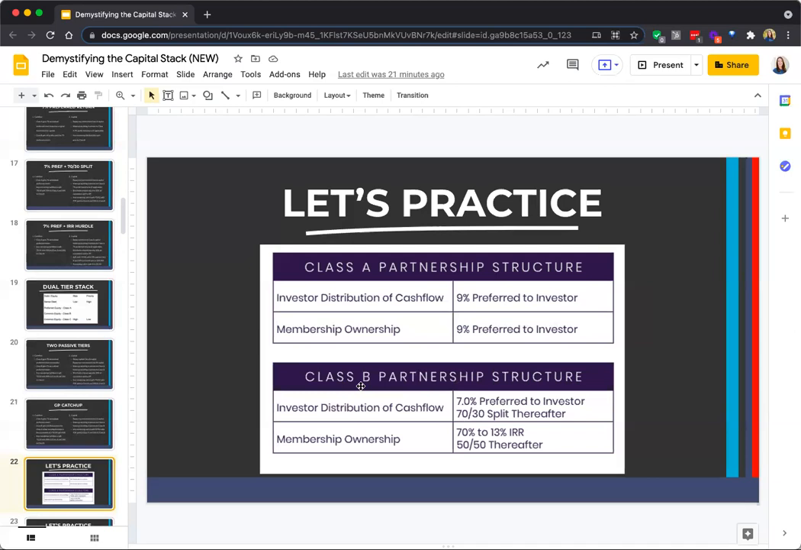Okay, Class B is a little bit different. Right here, they're sharing in the distributable cash flow. They get a 7% preferred return to the investor, and then they get a 70-30 split with the sponsor thereafter. And then on the capital gain side of the deal, membership ownership, when we go to sell the property, they'll get 70% up to a 13% IRR and then split 50-50 thereafter. Now, again, you always have to read the PPM as well for the more detailed language around this, but this gives us a good indication of what the class structure looks like.